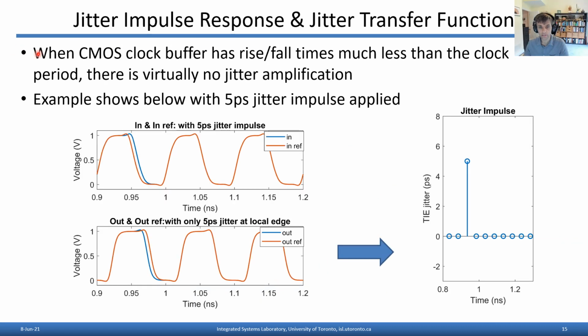On the other hand, when CMOS clock buffers have rise-fall times that are much less than half the clock period, there's virtually no jitter amplification. And that's what's shown here, right? Even with the jitter impulse introduced, there's complete settling before the subsequent rising edge. So the jitter impulse simply looks like a jitter impulse. Here, we put in 5 picoseconds of jitter, we get out 5 picoseconds of output jitter just on that one edge.